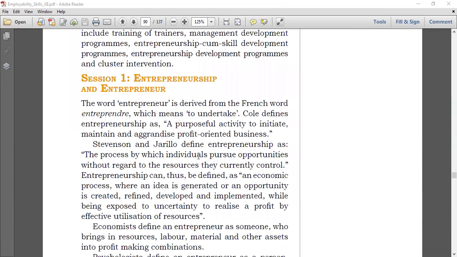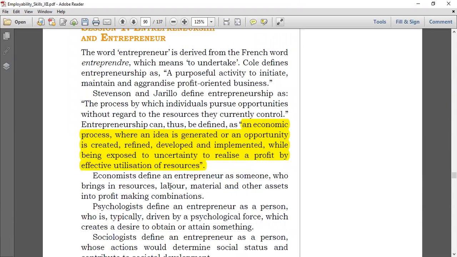So the process by which individuals pursue opportunities without regard to the resources they currently control. So basically, it's an economic process where an idea is generated or an opportunity is created, refined, developed, and implemented while being exposed to uncertainty to realize a profit by effective utilization of resources. So this is the definition of entrepreneurship, right, which is basically covering everything.